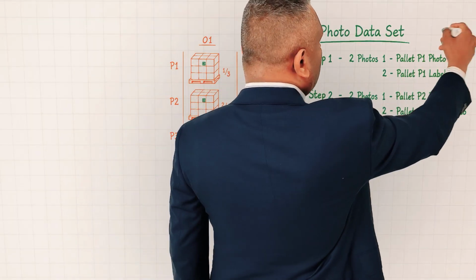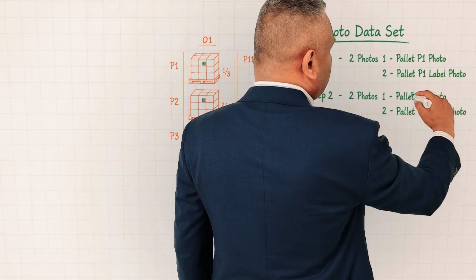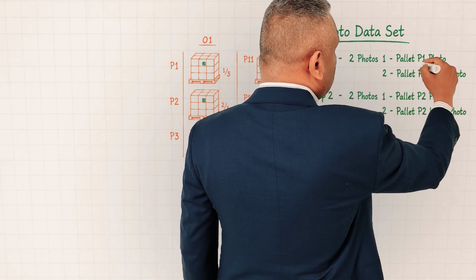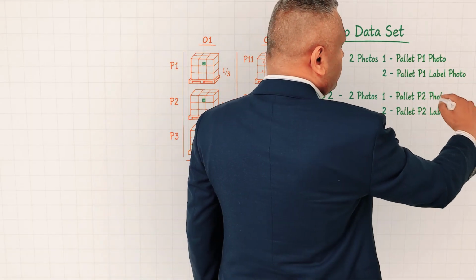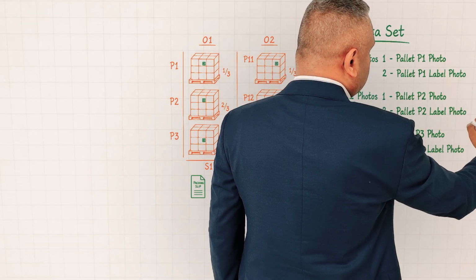This is for pallet one, this is for pallet two, this is for pallet three, right? So for pallet one, pallet two, pallet three, you're doing a pallet photo and then a pallet label photo. So that's what it is.